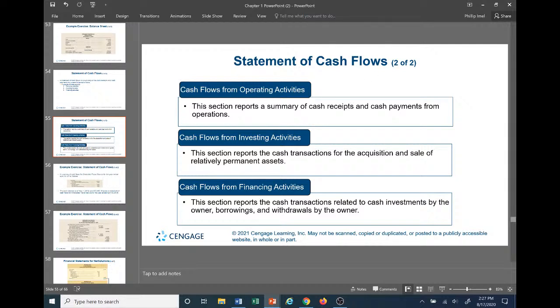Easy way to remember the 3 sections: operating, investing, financing. OIF, OIF. Operating, investing, financing. Always in this order. Operating always first, investing always second, financing always last. Okay?